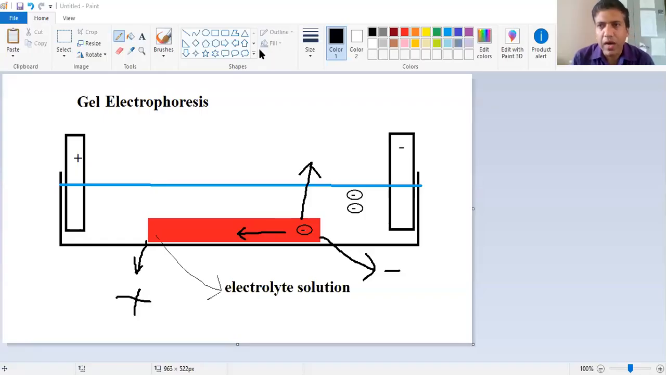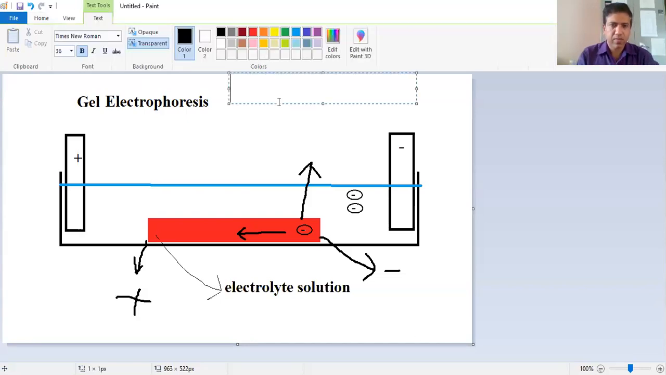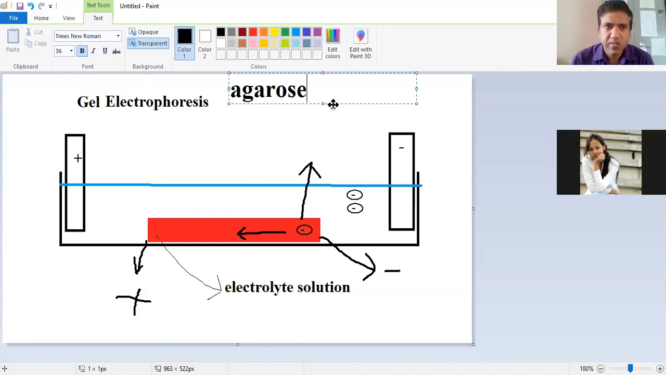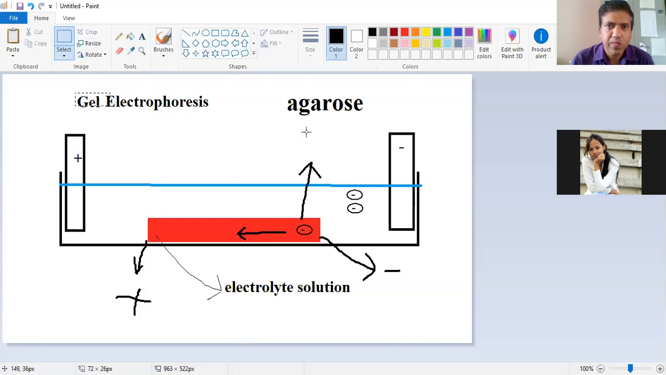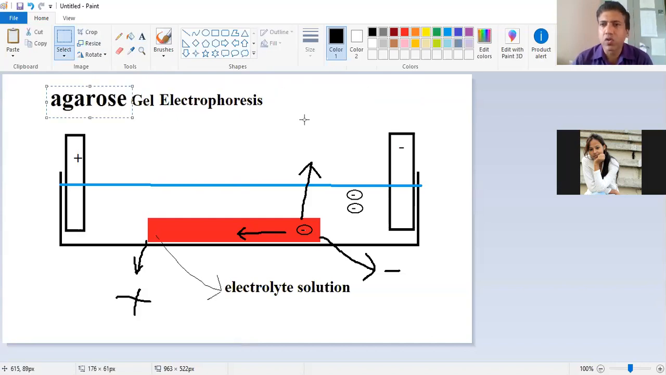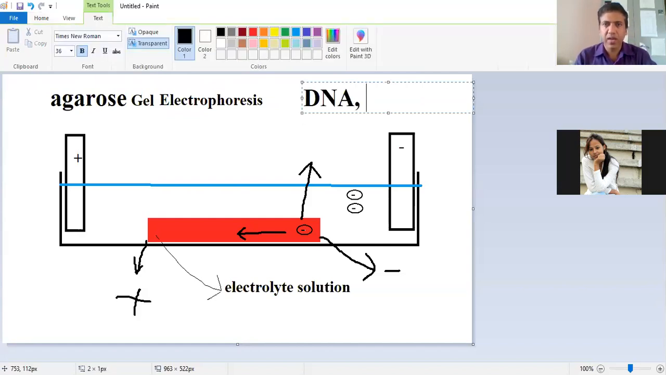Now we'll talk about the agarose gel electrophoresis. So I just put agarose gel here. We'll talk about the agarose gel electrophoresis. So agarose gel electrophoresis is mainly used for separation of DNA and RNA.